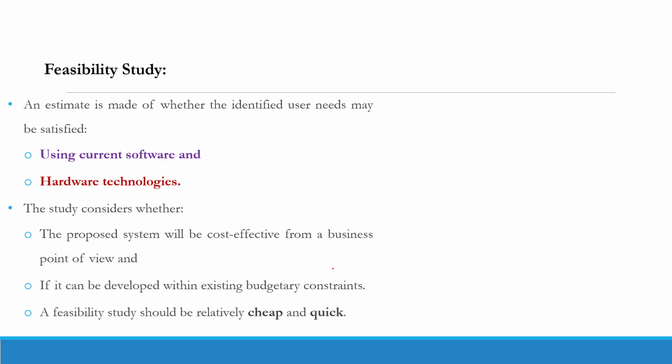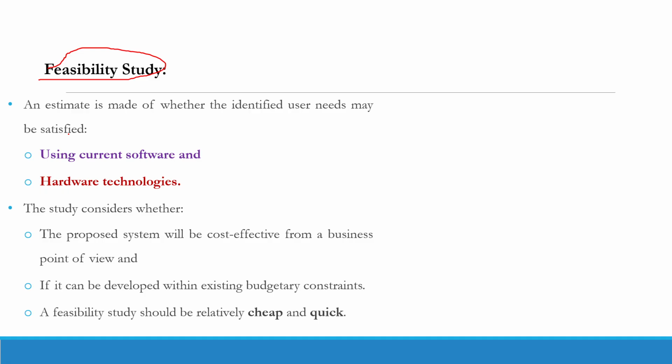When we say feasibility study, we are going to determine whether the system is worthwhile or not. In different circumstances, like economically, politically, socially, technically, and operationally, we have to check whether the software is worthwhile, because every system begins with a feasibility study. Before constructing a system we have to conduct a feasibility study, otherwise the system cannot be worthwhile. A feasibility study is an estimate of whether the identified user needs may be satisfied according to current software and hardware technologies.